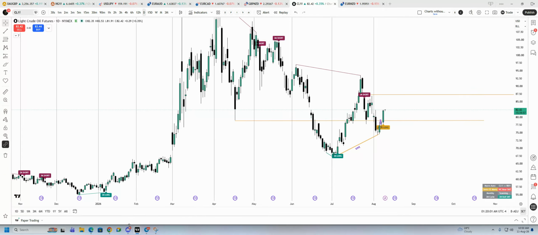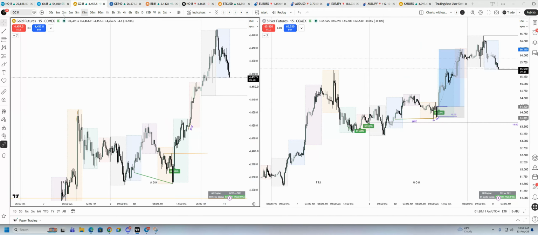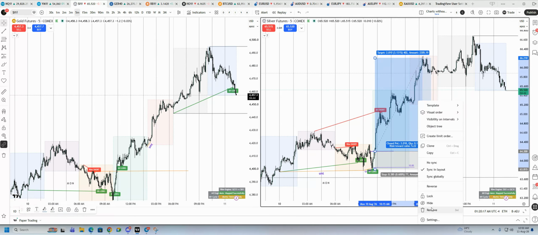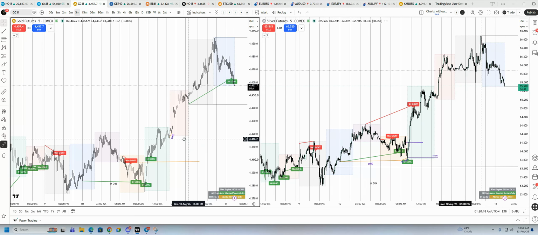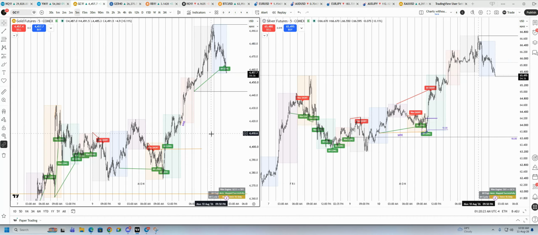So this is how it works, and the best thing is, it works pretty well in gold and silver. Gold, silver, this will give you really good results if you know how to use it. And if you filter out the A plus setups, you will make really good money.